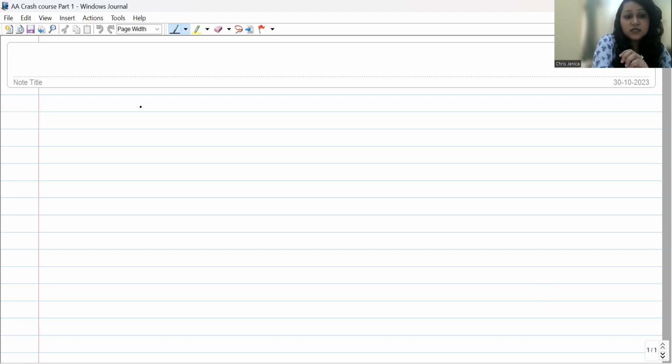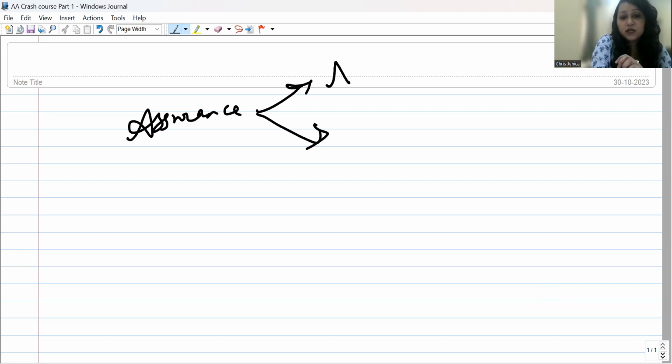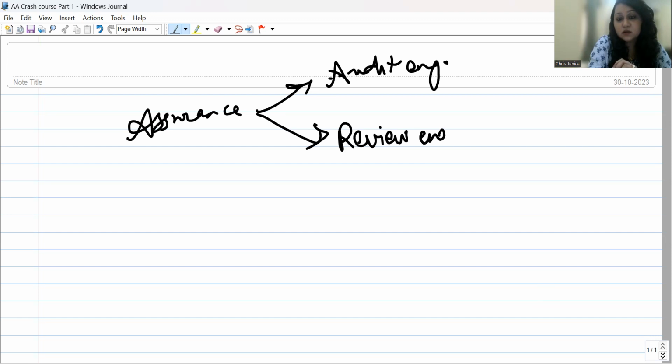Okay. So assurance has two things to remember. One is audit engagement, and the second one is review engagement. See, review engagement is basically you're not going to perform an audit, it's just going to be the review of the financial statements of the client.